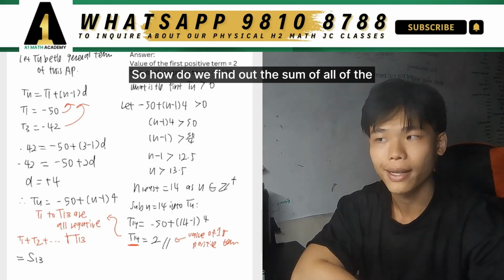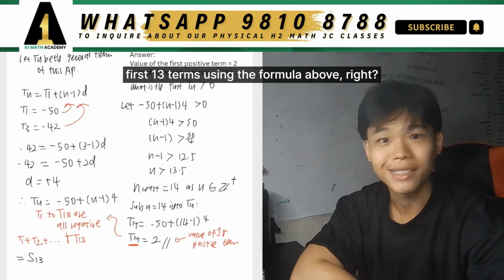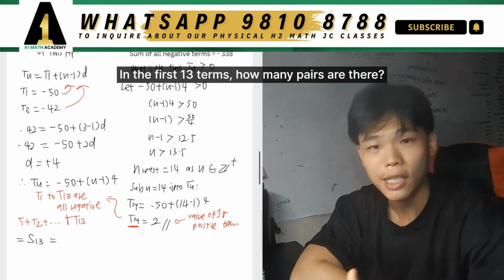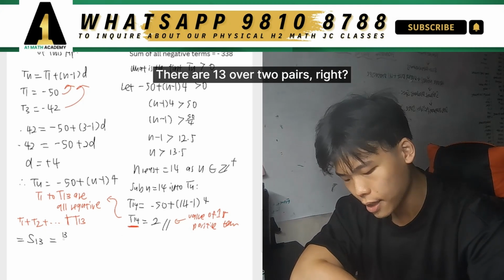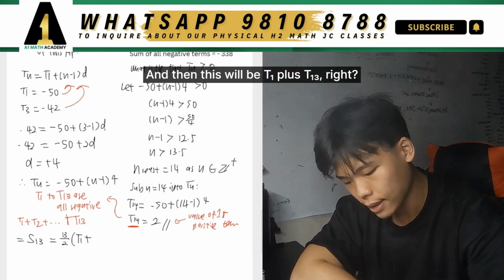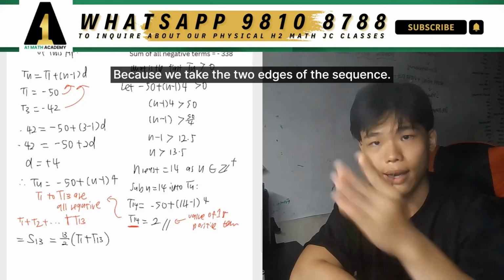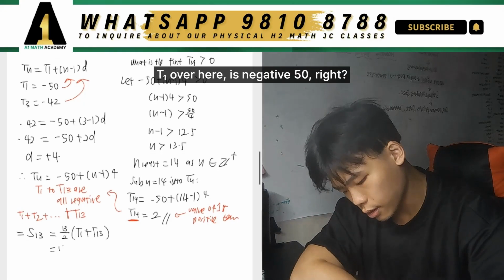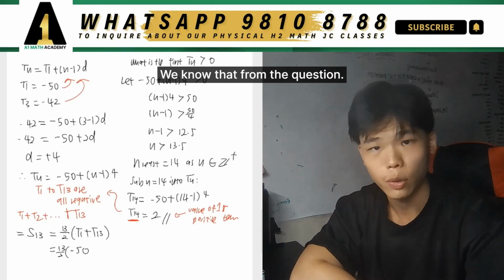So how do we find out the sum of all of the first 13 terms? Using the formula above, right? In the first 13 terms, how many pairs are there? There are 13 over 2 pairs, right? And then this will be T1 plus T13. Right, because we take the two edges of the sequence. Now, what is T1? T1 over here is negative 50, right? We know that from the question.